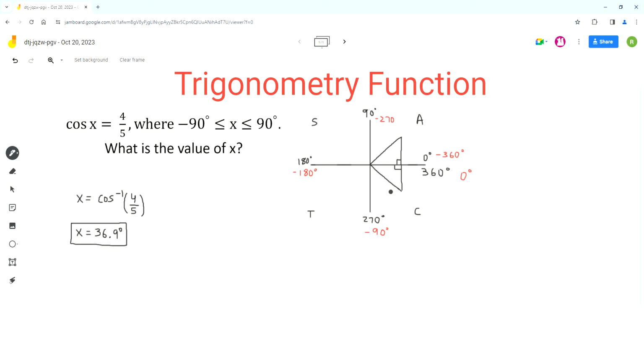Now in quadrant 4, the answer should be a negative angle. The part of the domain that lies in quadrant 4 is from 0 to negative 90 degrees. So the angle value in quadrant 4 will be equal to negative 36.9 degrees. So this is the angle value in quadrant 4. This angle here is 36.9 degrees, the positive angle, and this is negative 36.9 degrees, the negative angle.